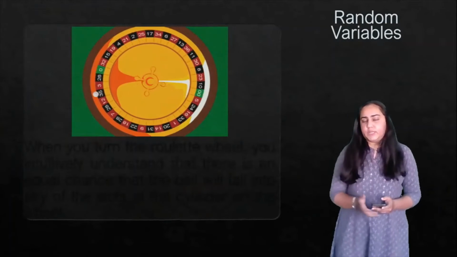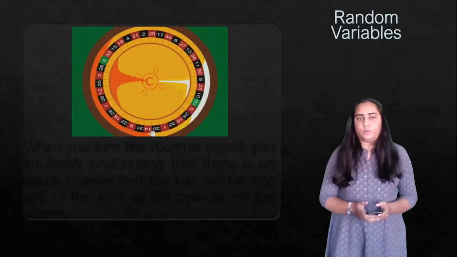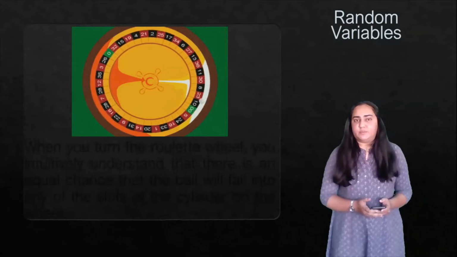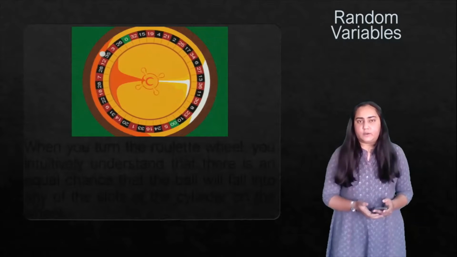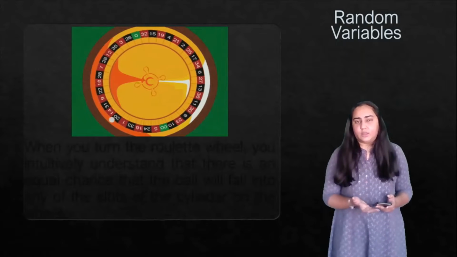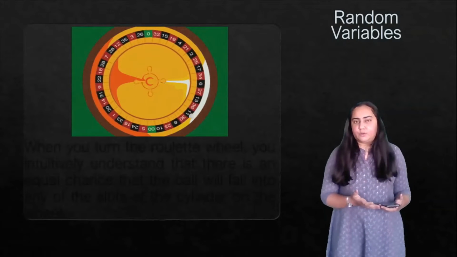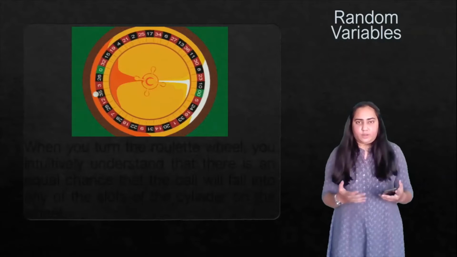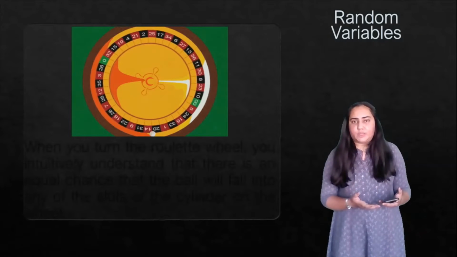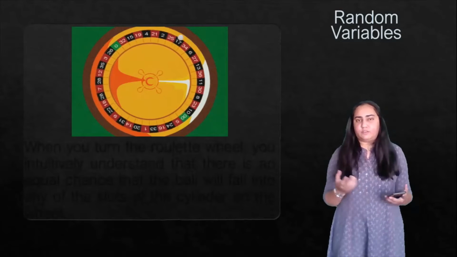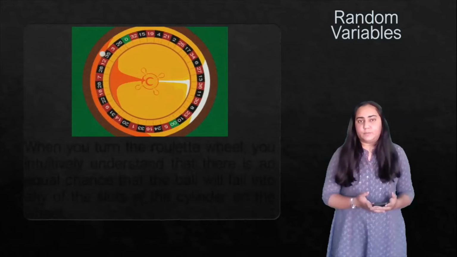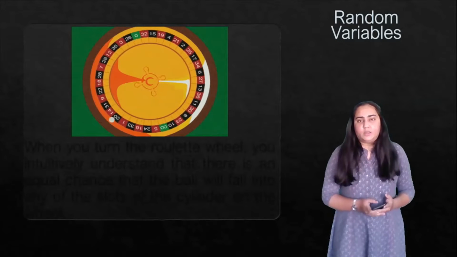What you see on your screen here is a roulette wheel where people can place bets about where exactly the ball would land when the wheel is rotated. Would it be on a black number or a red number or a green number? So they place bets and then they can win if the ball actually lands on that particular color.